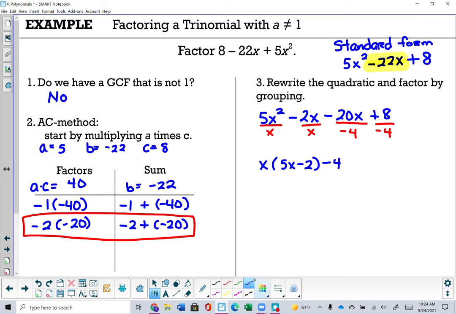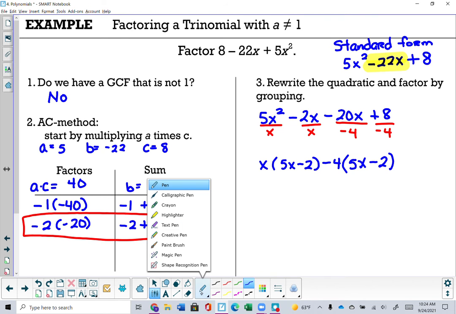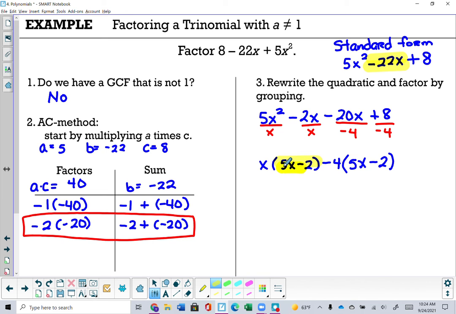So if I divide each of those by -4, -20x divided by -4 is a +5x. And then +8 divided by -4 is a -2. So we definitely needed to factor out a -4 as opposed to a +4, so that we actually did get matching factors here. All right, we got to factor again. So I'm factoring out the 5x minus 2, right?